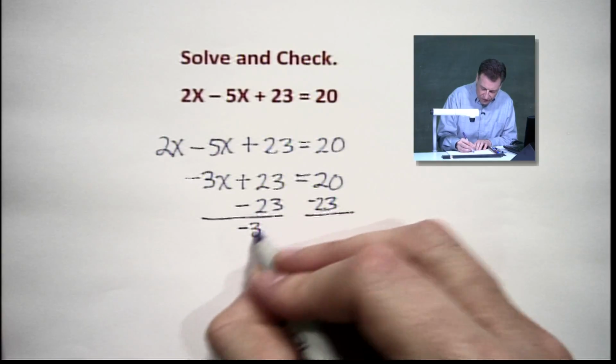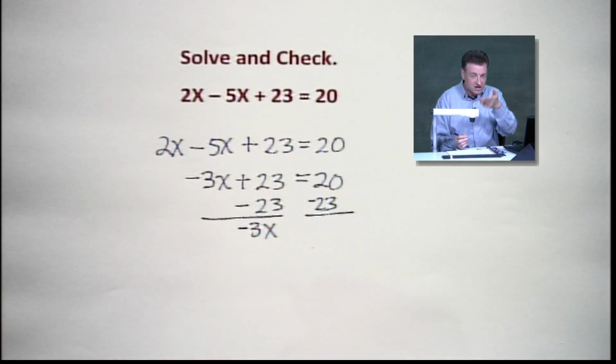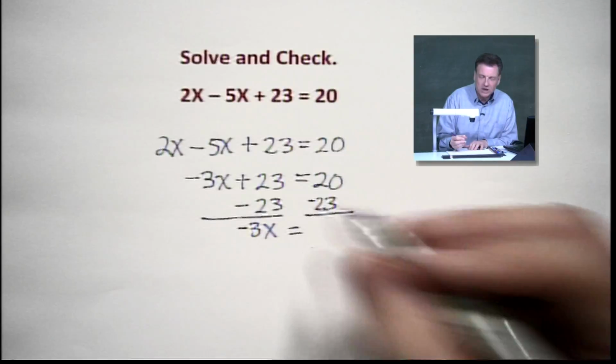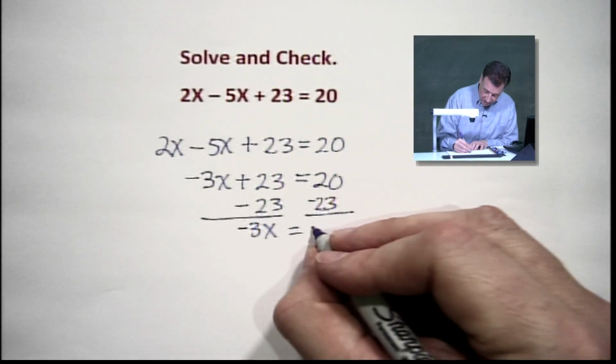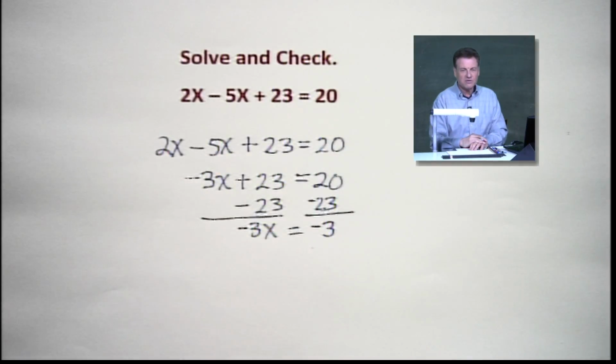We have a negative 3x on the left. That's all that's left over. On the right, we're saying 20 minus 23. Folks, that takes us into negative territory also. So it's going to be a negative 3, because we're going to subtract that 20 from 23 and give it the sign. That negative right there goes with it.